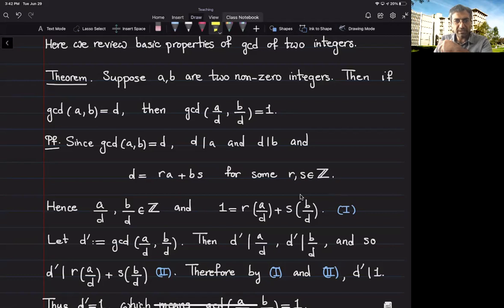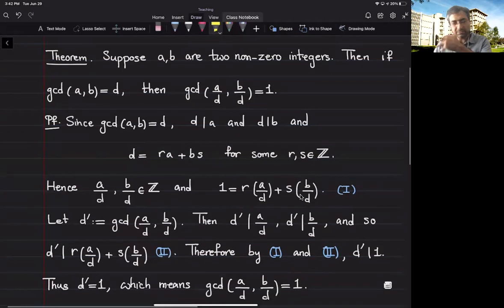This is one way of proving it. There are other ways as well, but let's go with this way. So suppose GCD of A and B is D. In particular, D is a common divisor of A and B. And moreover, we proved that GCD of two numbers can be written as an integer linear combination of A and B. So D is also an integer linear combination of A and B. That means there are integers R and S, so that D is R times A plus B times S.